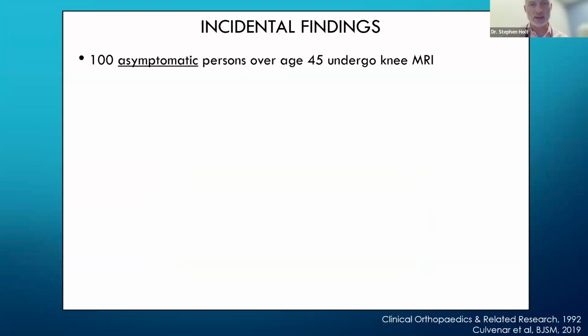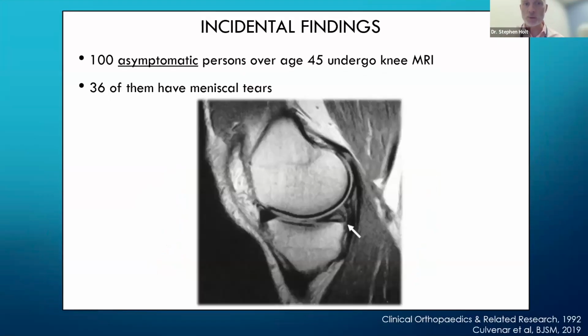There was one that looked at 100 asymptomatic persons who had a knee MRI. Lo and behold, 36% of people had a meniscal tear. So what does this tell us? It tells us that just getting that MRI, while the patient may want it, and we may think, oh well, it's going to provide the answer to whatever this person's pain complaint is, the reality is that as much as 36% of the time here, you're going to find things that have nothing to do with the patient's pain complaint, because 36% of asymptomatic people have these very real findings on imaging.